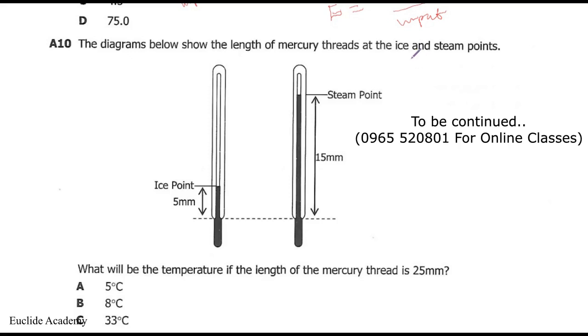The diagram below shows the length of mercury threads at the ice and steam points.